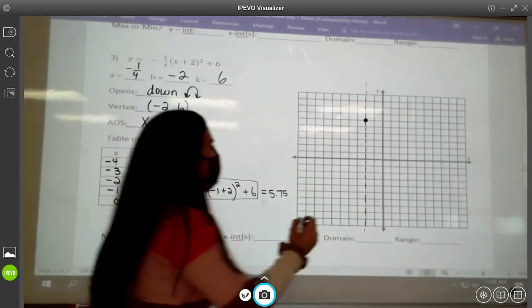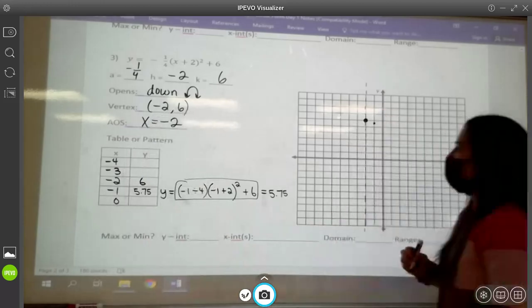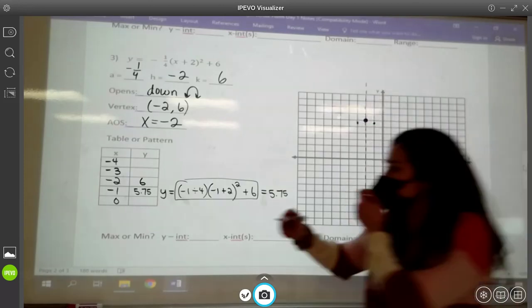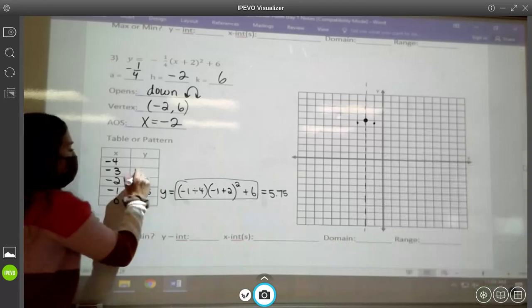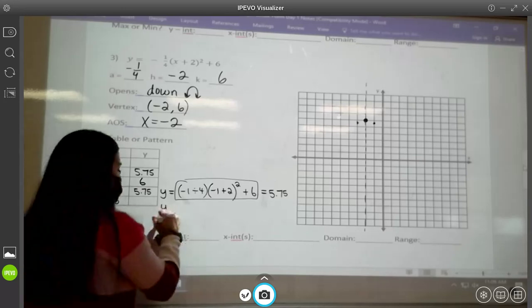So that means -1 and 5.75. All right, and then I can match it 1 space away from the axis of symmetry on the other side. So that means anybody who plugged -3 in would have gotten 5.75 to come out as well. All right, now let's plug 0 in and see what the next number is.